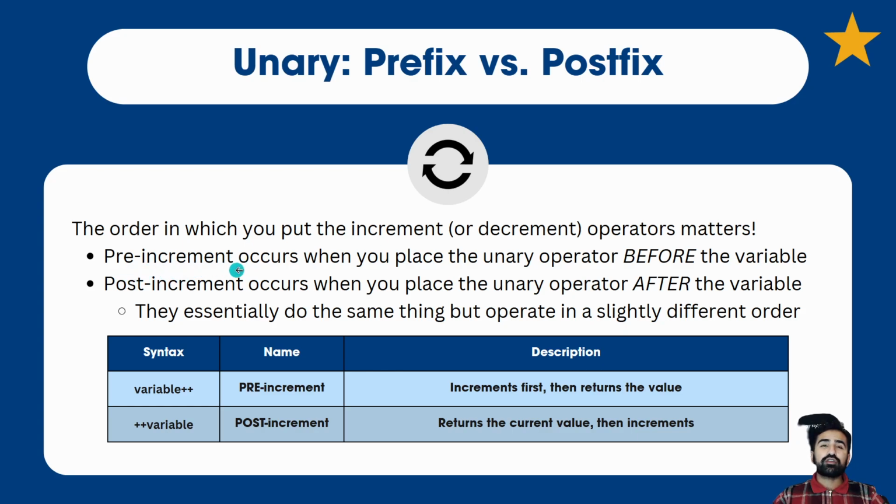We call it pre-increment or decrement when you place a unary operator before the variable, and then there's post-increment or decrement that occurs when you place the unary operator after the variable. So they essentially do the same thing but operate in a slightly different order. The pre-increment is going to increment the value first. It's going to change the value and immediately return the new value. And then post-increment is going to return the current value. And then after, in the very next statement, it'll increment.